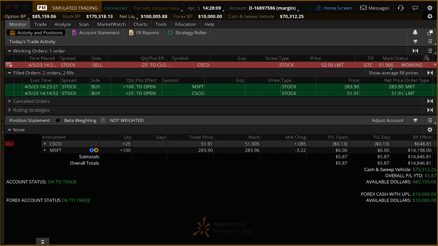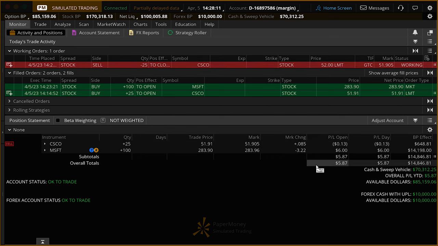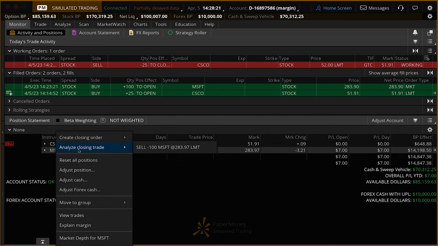Now, let's talk about using a stop order. A limit order was there to capture our profit. A stop order is there to protect us against loss. So for Microsoft, we're going to hover over the symbol. Same process, right click, go up here to create closing order. And this time we're going to select with stop.